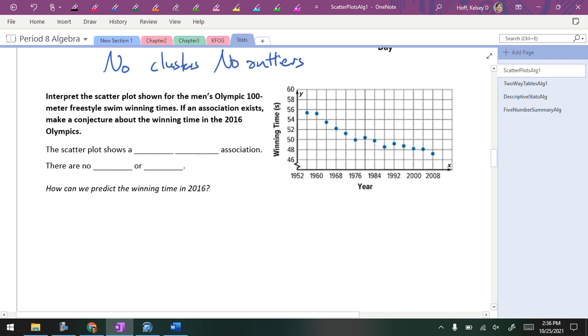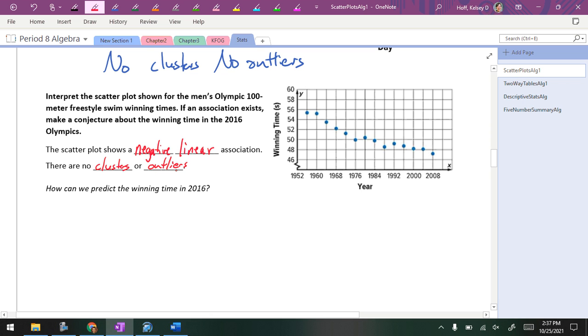So now they're going to put the two words, both associations, together. This scatter plot shows a negative linear association. Down and to the right, but yes, linear. Good job with linear. Some people are like, oh, but it dips down right here. They're not going to be perfect. If I took a Sharpie, I'm going to probably cover everything. There are no clusters or outliers.